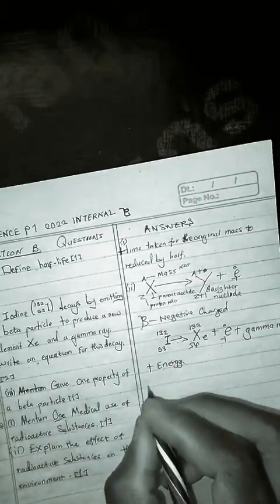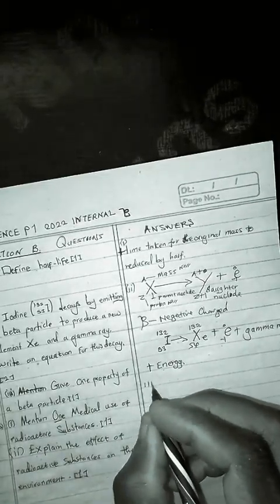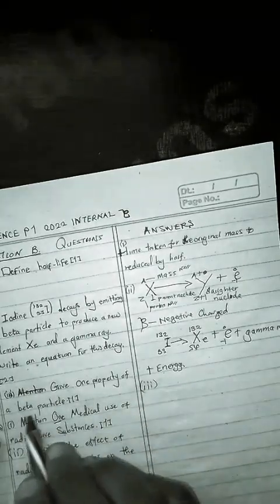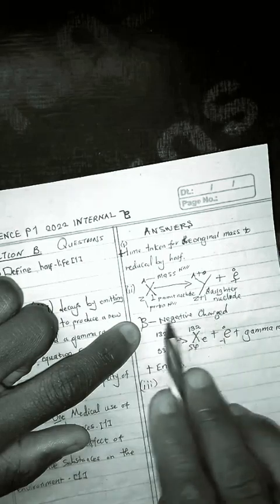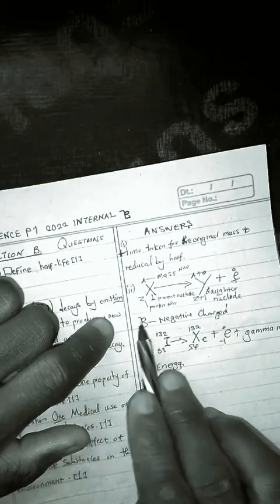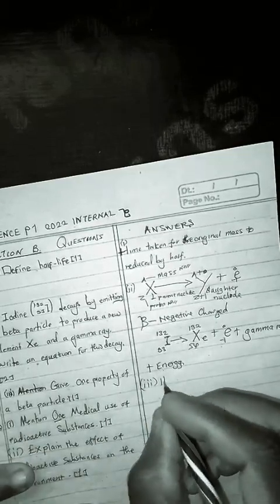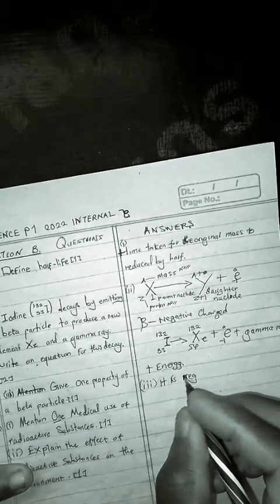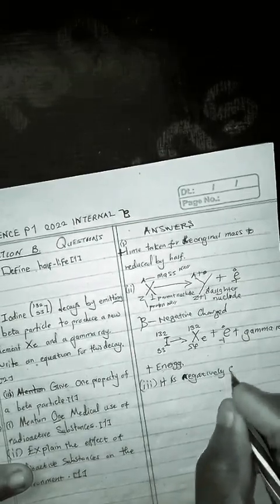The next one, Roman numeral number 3, is saying, give one property of a beta particle. Like I was saying, a beta particle has the nature of an electron, and an electron is negatively charged. So even a beta particle is negatively charged. We can say it is negatively charged.